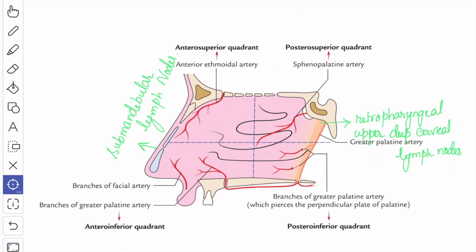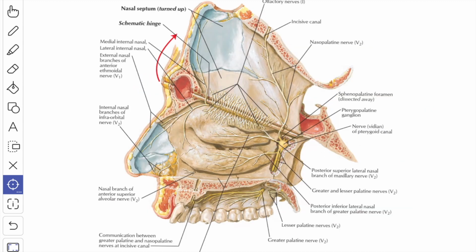Next we'll see the lymphatic drainage. From the anterior half of the lateral wall, the lymphatics drain into the submandibular group of lymph nodes. From its posterior half, it drains into the retropharyngeal group of lymph nodes and also to the upper deep cervical group of lymph nodes.